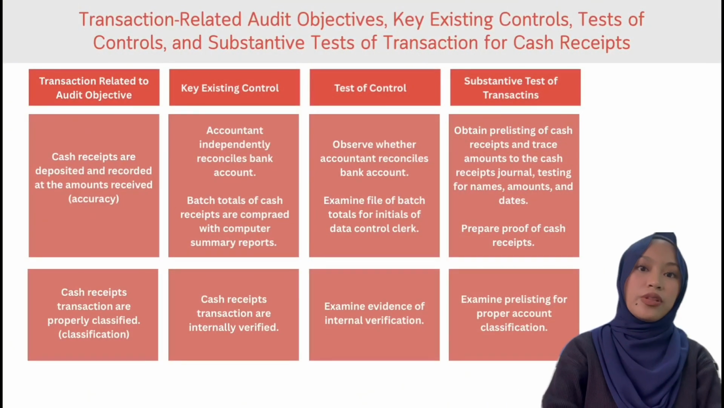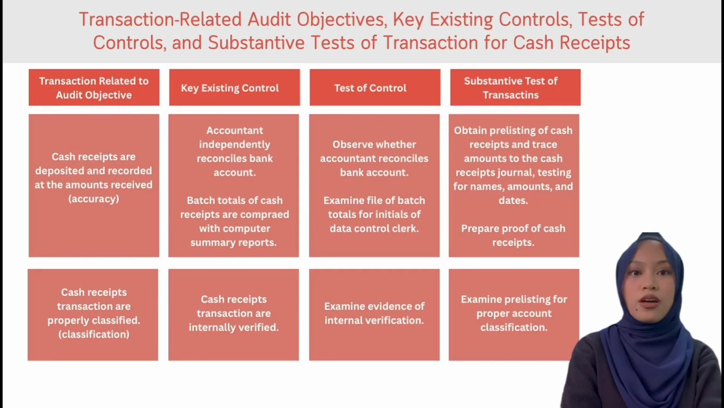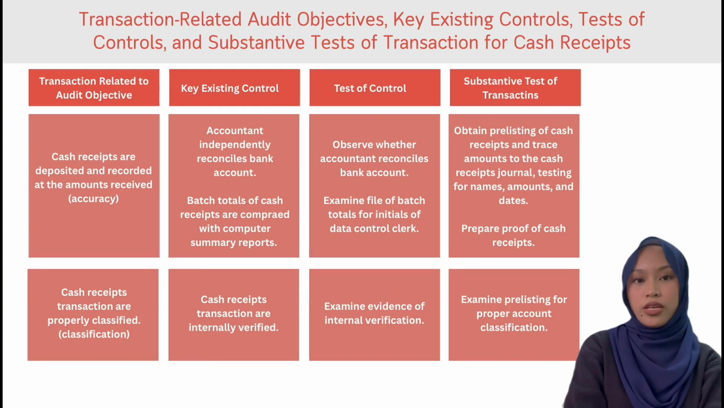In this presentation, I will explain the audit process for cash receipts, focusing on transaction-related audit objectives, key controls, tests of controls, and substantive tests. The first objective is accuracy.